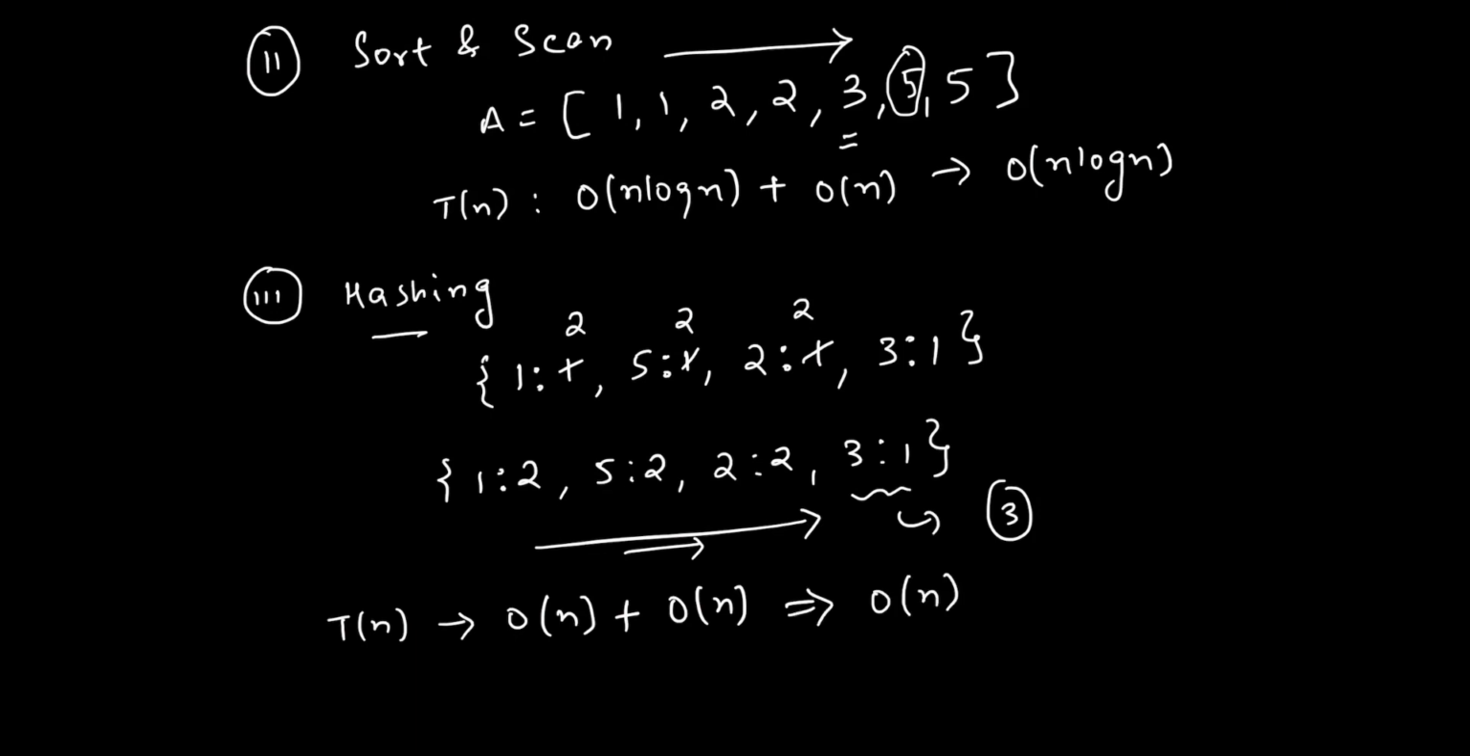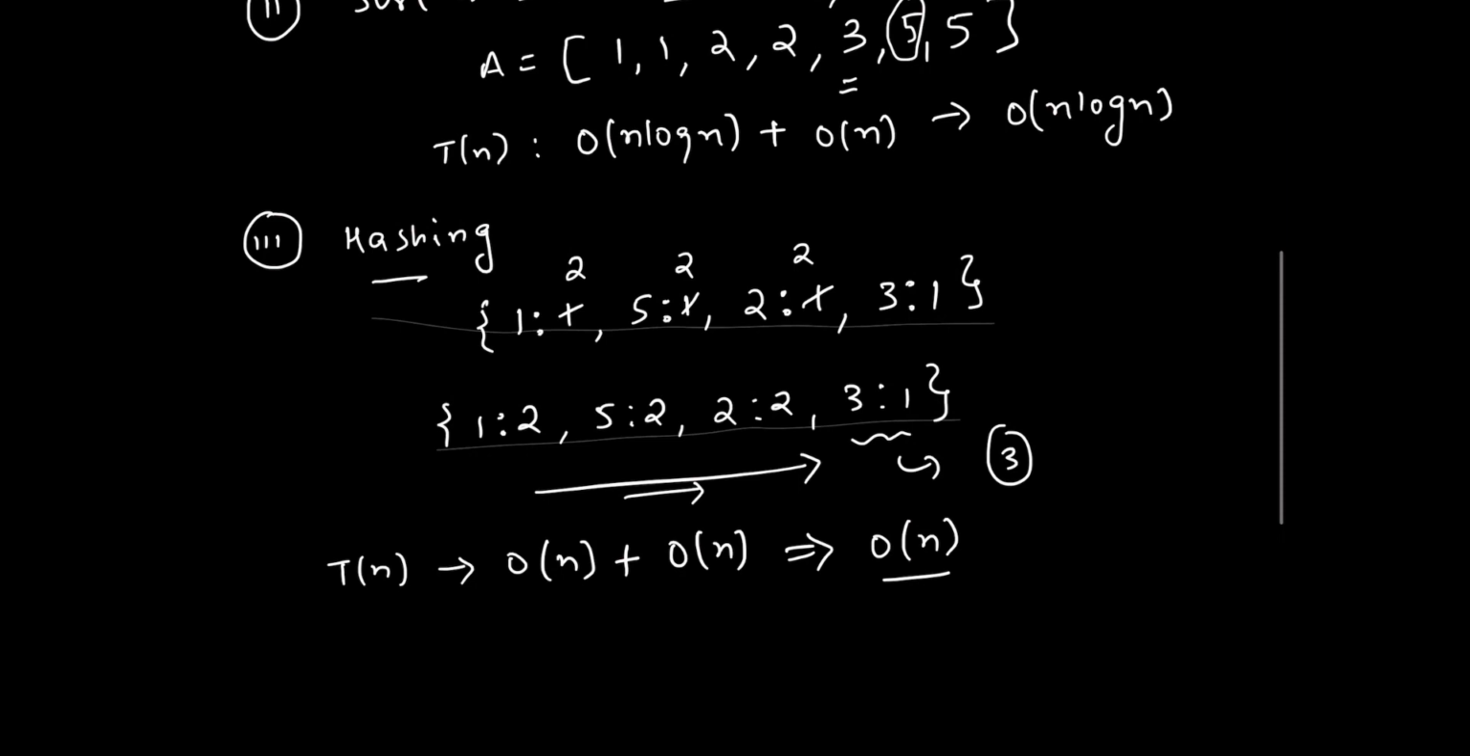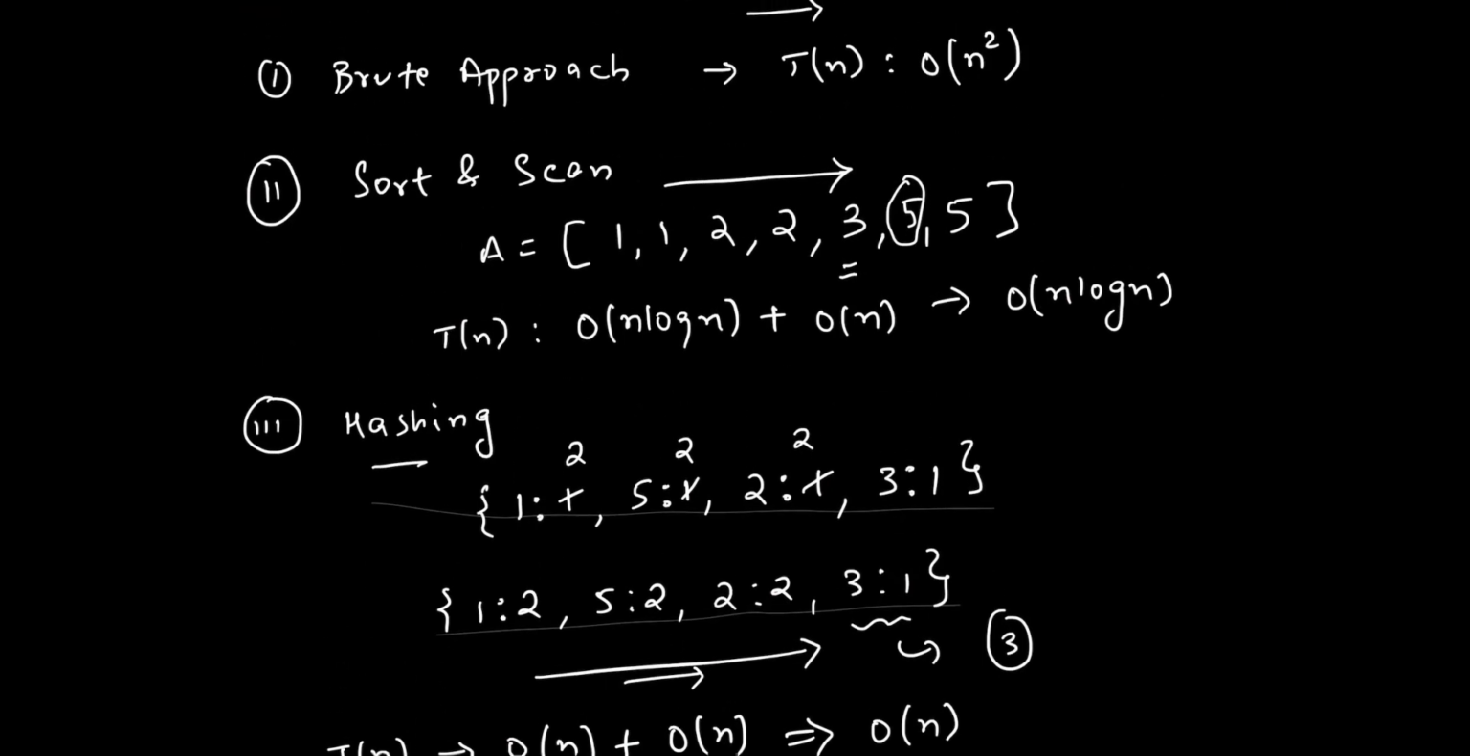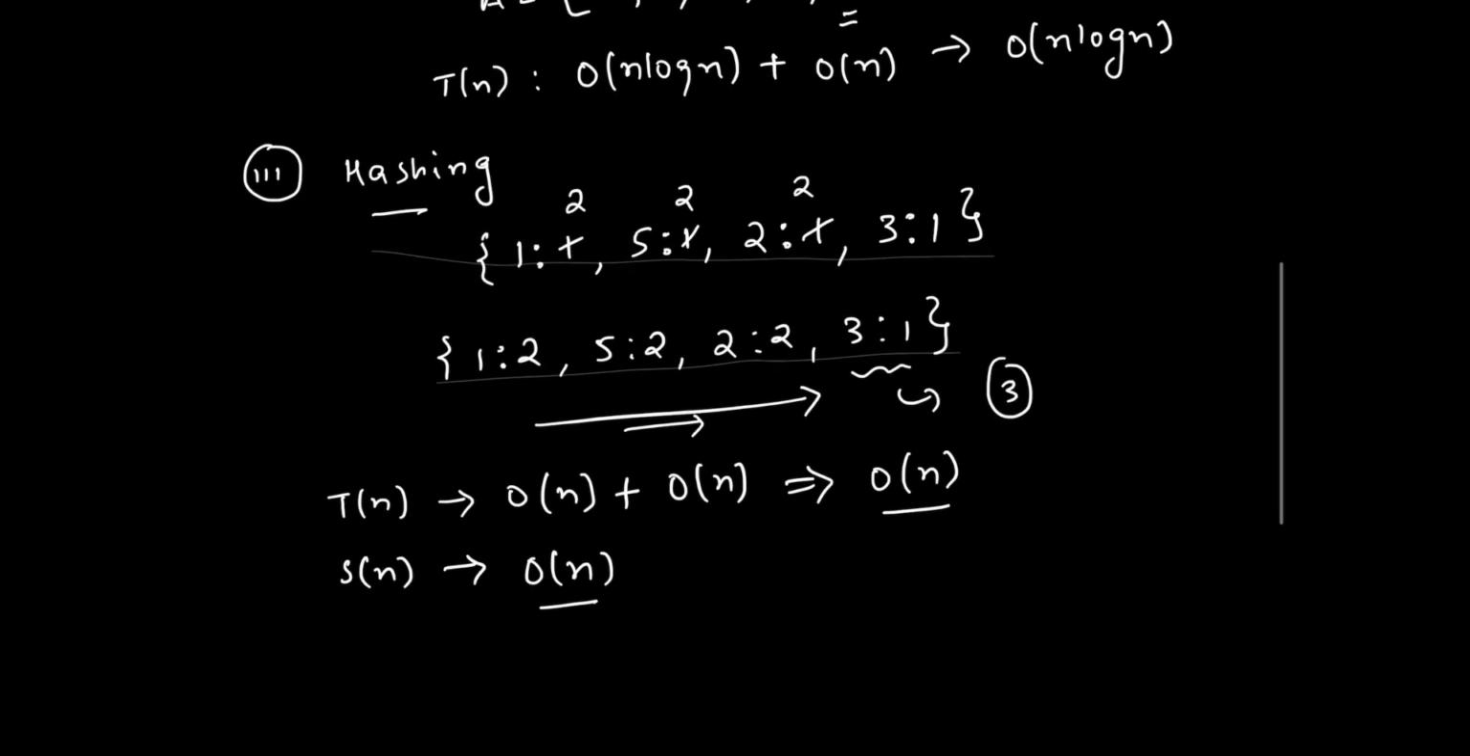But here the disadvantage or the caveat is that we are using extra space, right? So we are using the hash map. So this is going to cost us big O of n. So if you see, the time complexity is definitely an improvement from n square to n log n to n, but in hashing, it is costing us extra space, so it is big O of n.